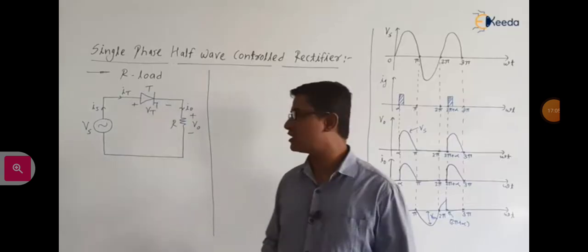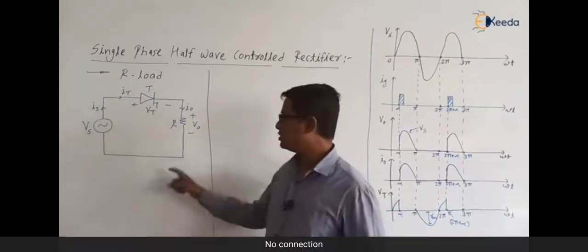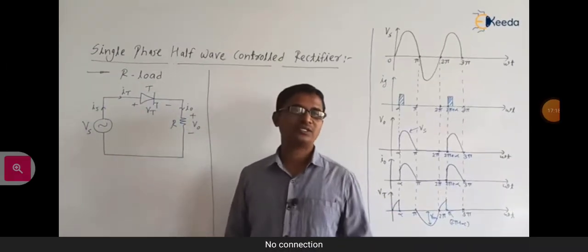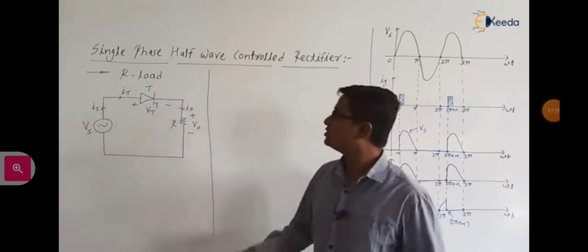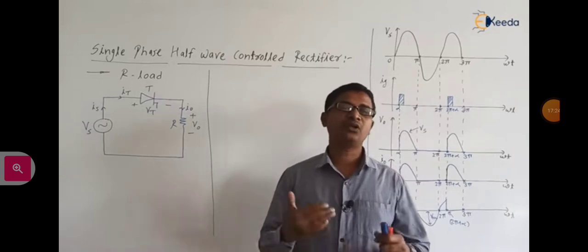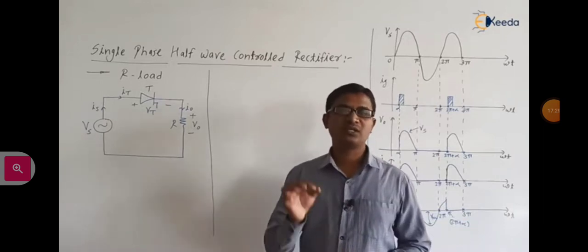So here we have the circuit diagram for a single phase half wave controlled rectifier with purely resistive load. Here we have the supply voltage Vs, the load is purely resistive, and here it is a thyristor. As the thyristor is a controlled switch, that's why it is known as the controlled rectifier. We can also control the output voltage of these rectifiers.